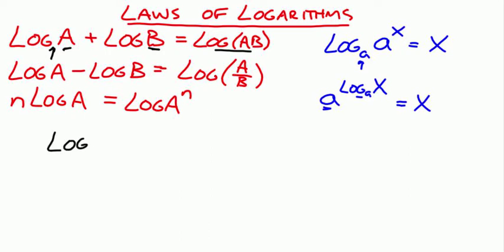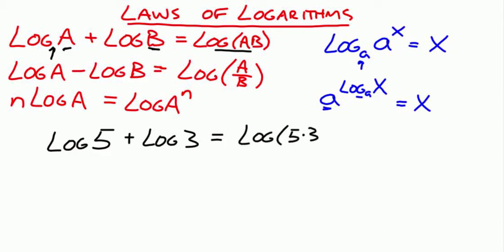log of 5, or again base 10, plus log of 3. Well, you're probably going to see this one like, oh, that's really easy. That's going to be log of 5 times 3, which is log of 15. And if you were to punch these into your calculator, you would recognize that that is the case. So if you took log of 5 and then you added log of 3, you would see that it would be the same thing as log of 15.